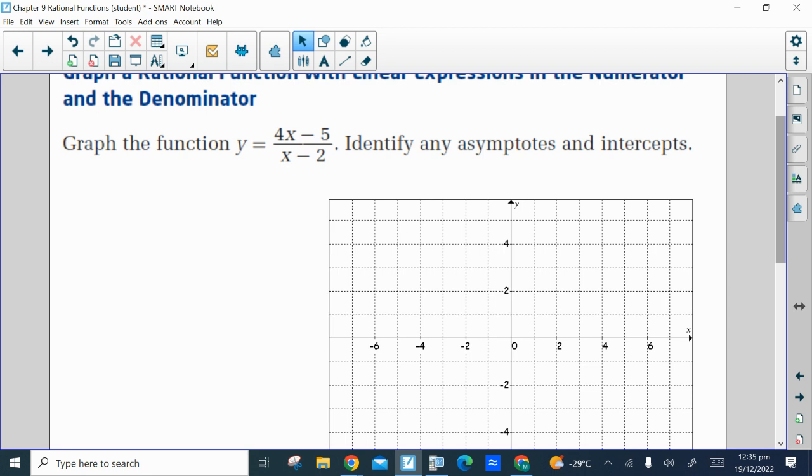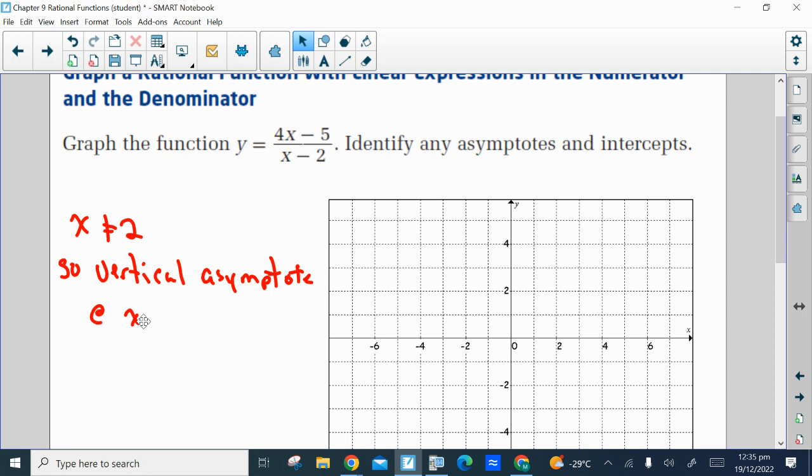So we could start with those. There is a non-permissive value here for x, and that is that x cannot equal positive 2. Because if x equals positive 2, you're going to get a denominator of 0. And that's a problem, right? So we know that x cannot equal positive 2. So we have a vertical asymptote at x equals 2. So we can put that in there.